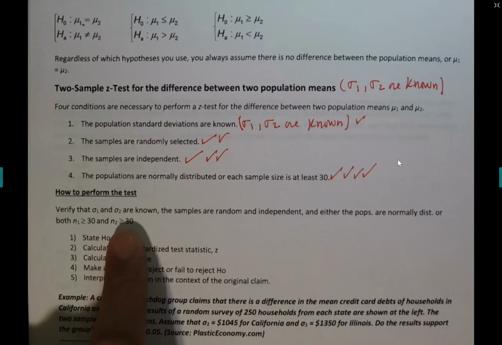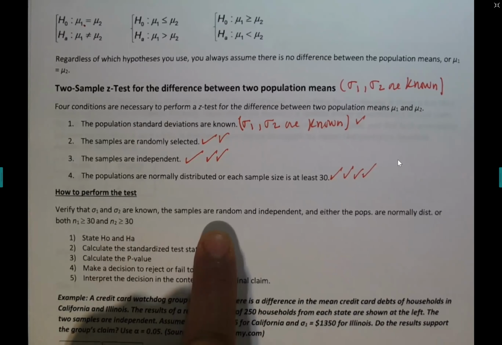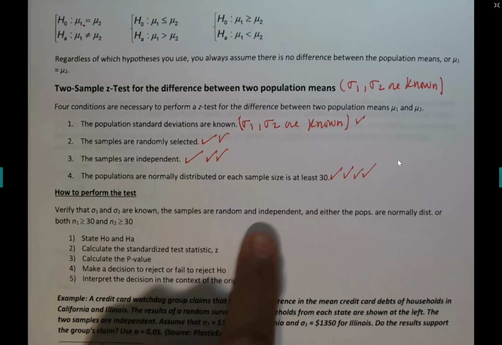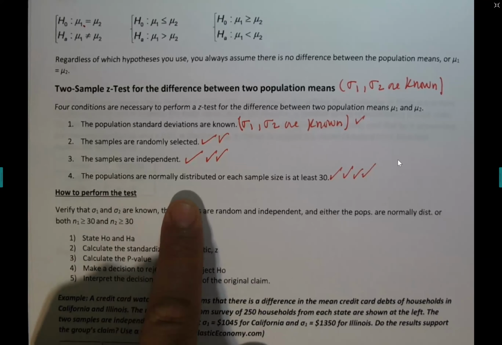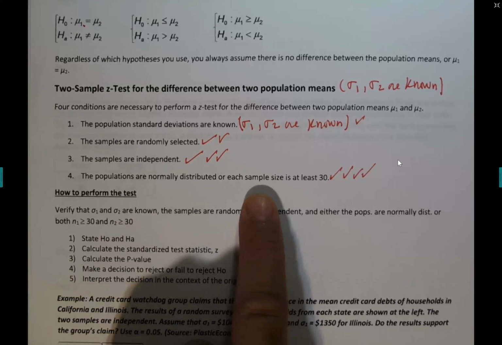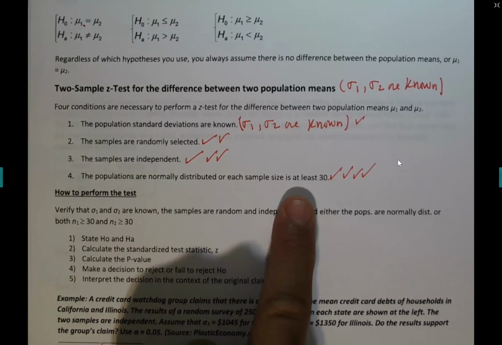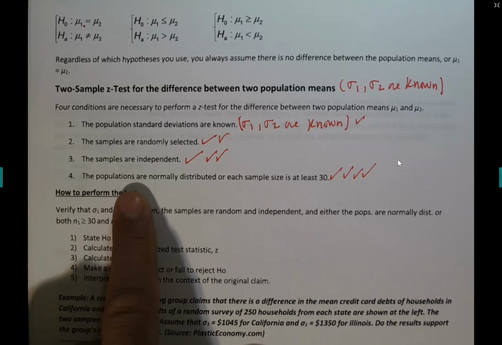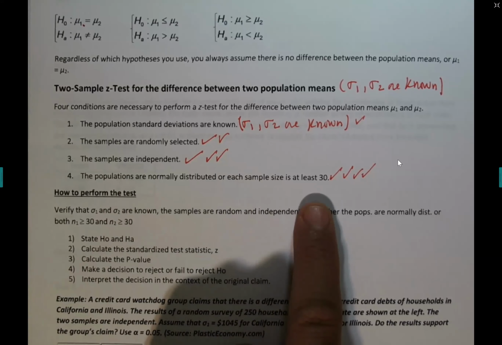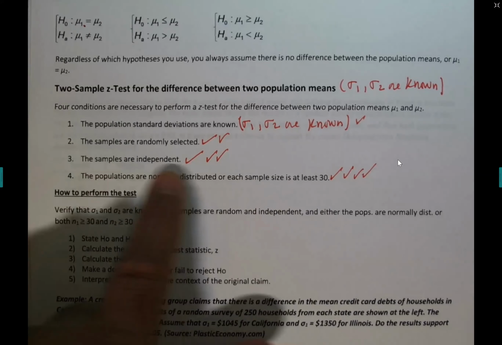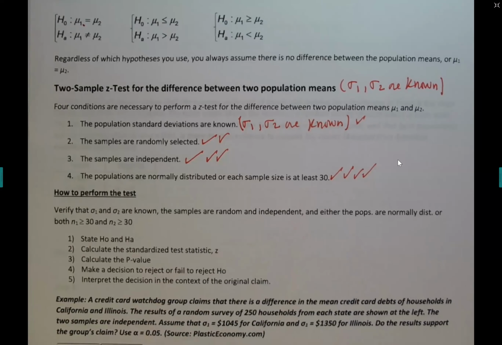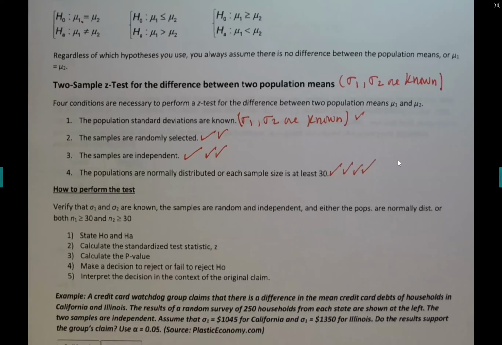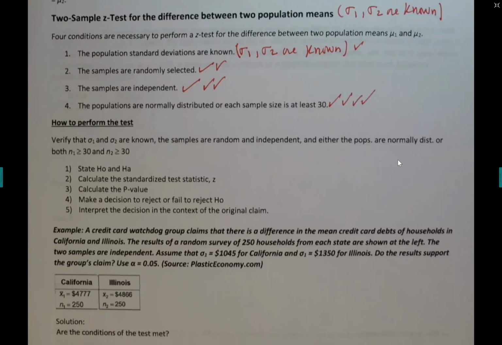Verify that sigma 1 and sigma 2 are known. Verify that the samples are random. Verify that they are independent, and verify that the populations are normally distributed and/or the sample size is at least 30. If he tells you the populations are bell-shaped, you don't need the sample size to be big. If he doesn't mention this, he has to give you a sample size of 30 or more. Okay, and I'm ready now to show you how to do one exercise, guys. Let's begin.